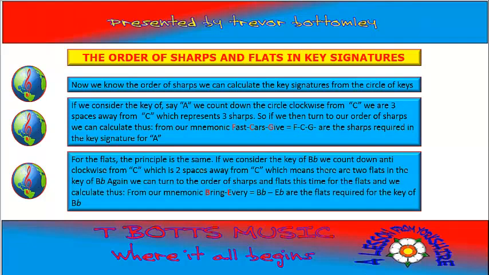For the flats, the principle is the same. If we consider the key of B flat, we count down anti-clockwise from C, which is 2 spaces away from C, which means that there are 2 flats in the key of B flat. Again, we can turn to the order of flats, and we'll calculate thus. From our mnemonic, bring every, B and E, which is B flat and E flat, are the flats required for the key of B flat.